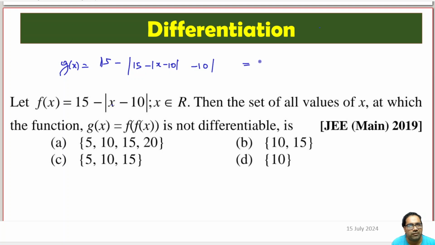Now, which is nothing but 15 minus absolute value of 15 minus 10, which is 5, 5 minus absolute value of x minus 10. Right. 15 minus absolute value of 5 minus absolute value of x minus 10. So this is our function. Now let us try to see where this is differentiable or not differentiable. Let us try to draw the graph of this function.